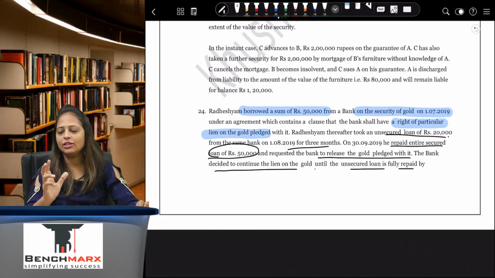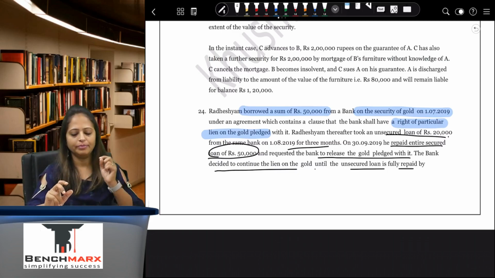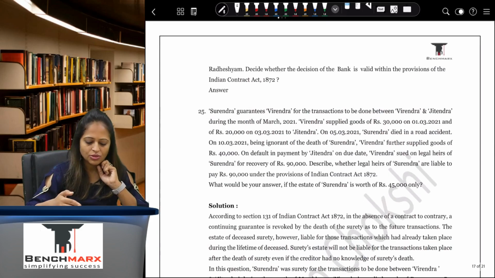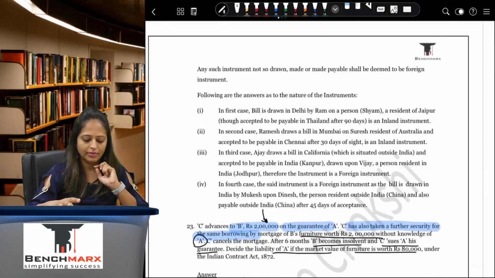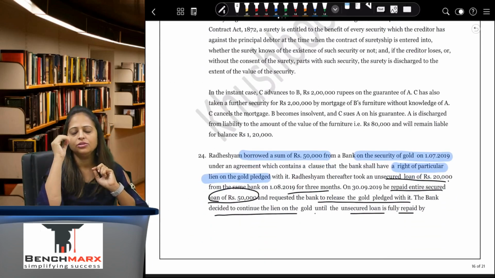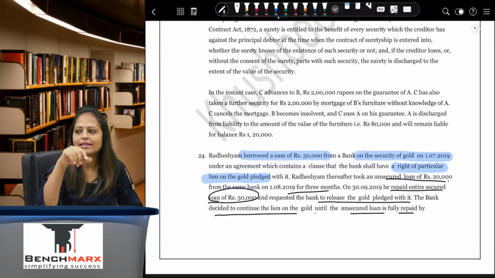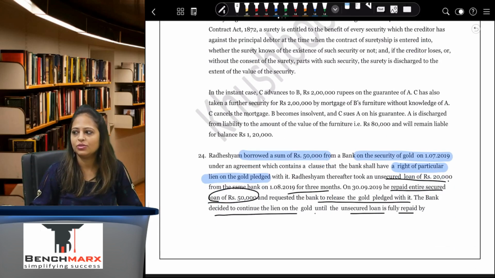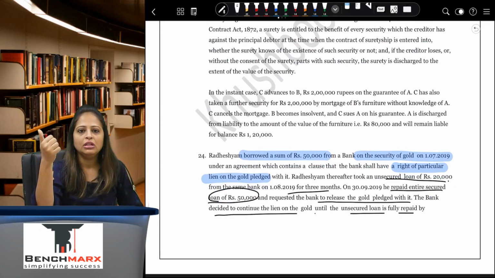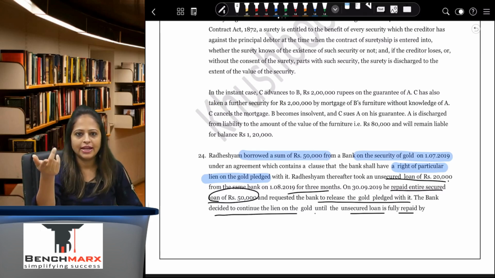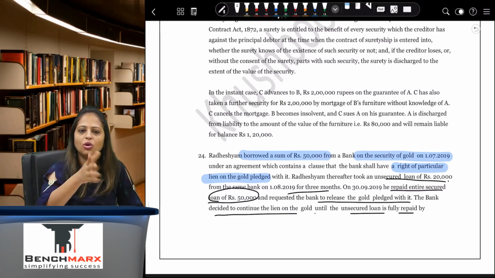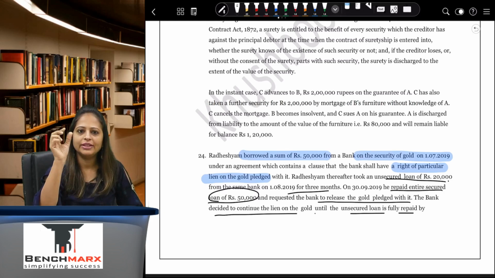So here they are testing your knowledge. First thing is that you have to decide whether the decision of the bank is valid. So here you have to remember there are two things. One is that banks have a general lien. So they have a general lien, as do bankers, wharfingers and factors, brokers, all of these people, attorneys of high court, they have a general lien.